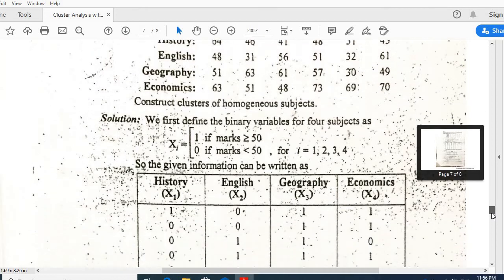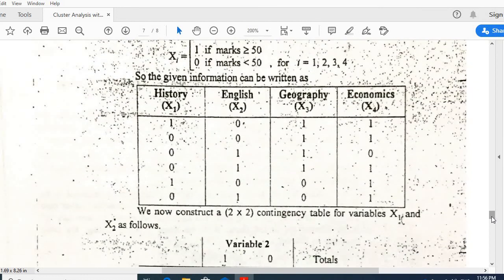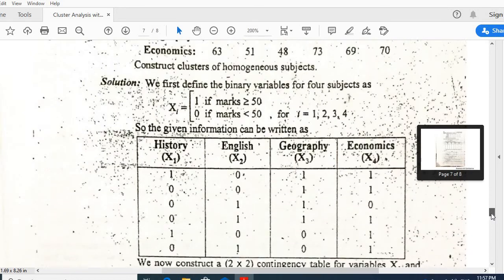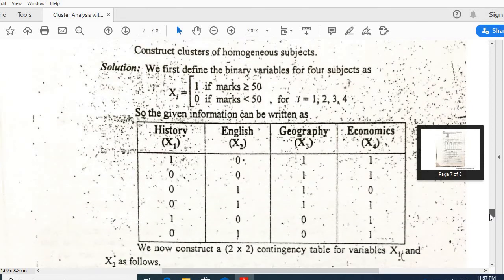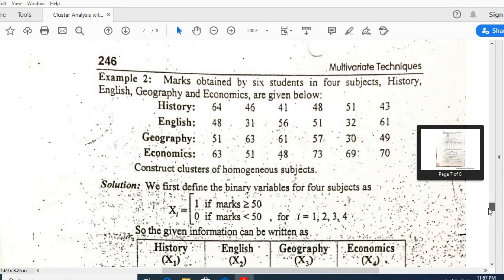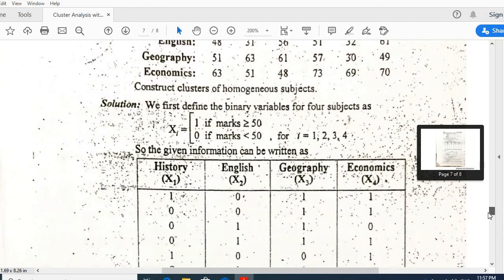Now we construct a table for binary values. For history, x1 is equal to 1, because the first student has 64 marks, which is greater than 50, so it will become 1. Similarly, for the second student, the marks in history is 46, which is less than 50, so it will become 0.